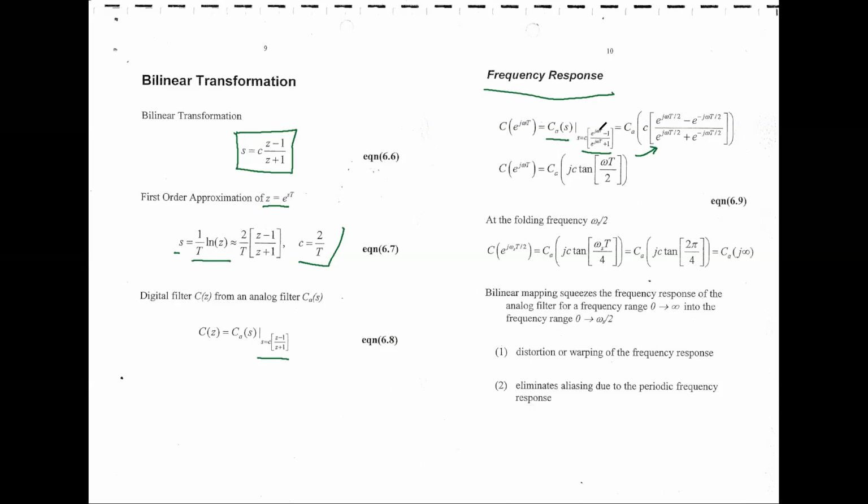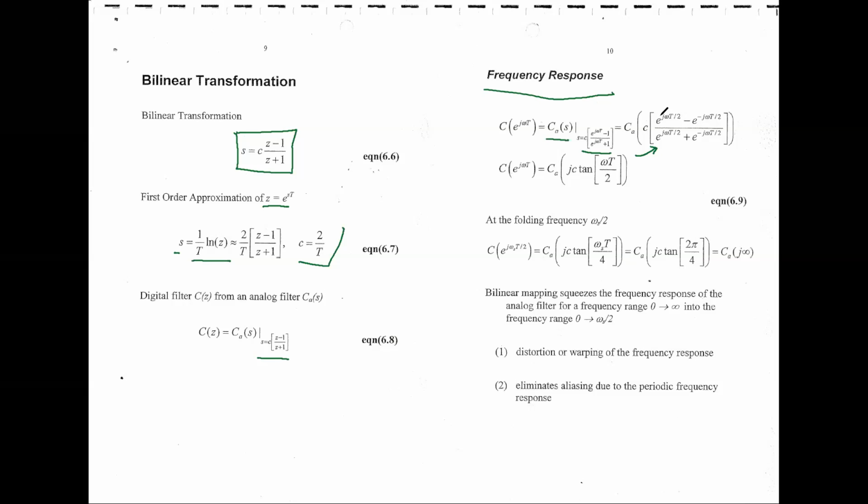So e to the power J omega T multiplied by e to the power minus J omega T over 2, you will get e to the power J omega T over 2. Minus 1 times e to the power minus J omega T over 2 will get e to minus e to the power J omega T over 2. Again, in the denominator, in a similar way, multiply e to the power J omega T times e to the power minus J omega T over 2, you'll get e to the power J omega T over 2. And then multiply that by 1, you'll get that. So you can put it in this form.